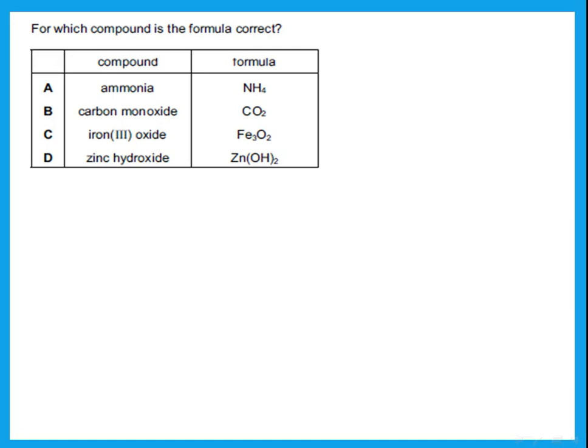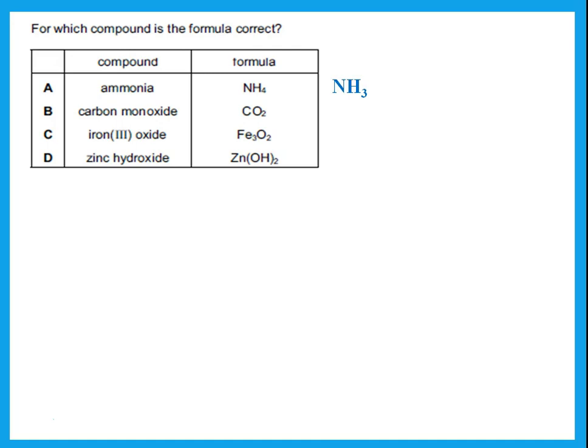For which compound is the formula correct? Okay, let's take a look at this one by one. We said, how do we write the formula of ammonia? Remember that we said there are 2 things. There's something called ammonia and there's something called ammonium. Ammonia is NH3, not NH4. So that is wrong. And he's looking for what? He's looking for the one that is correct.